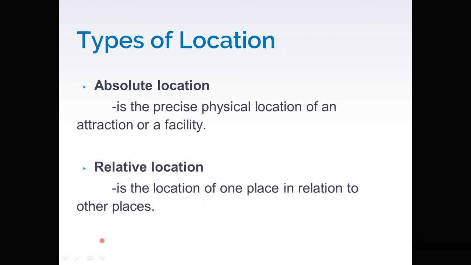Example niyan, yung exact address. 'Di ba? Yung exact address ng particular beach. Hindi mo naman pwedeng ilipat yung beach na yan na katulad ng ibang mga businesses na pag nagsara, 'di ba? Pwede silang lumipat sa isang lokasyon. Usually, absolute location, these are the fixed location of a particular destination. And of course, when we say relative location, it is a location of one place in relation to other places.